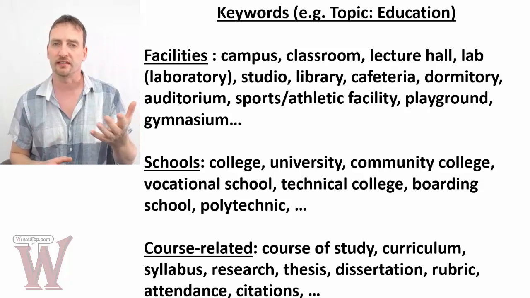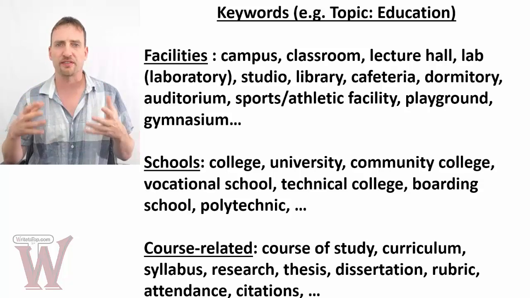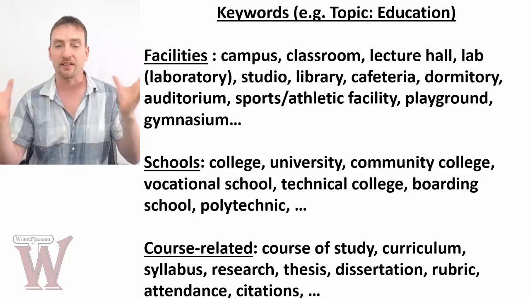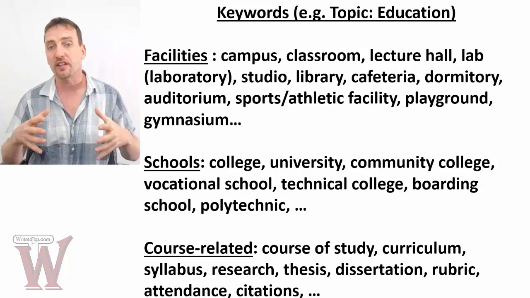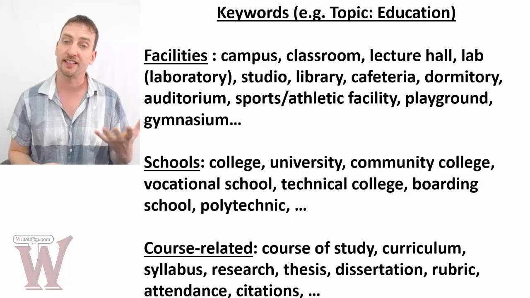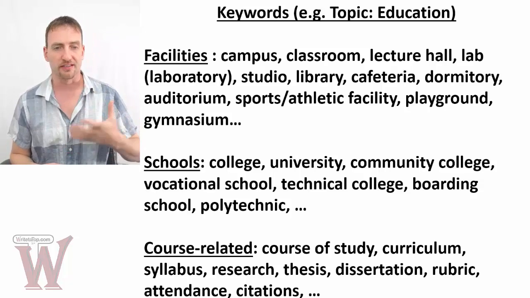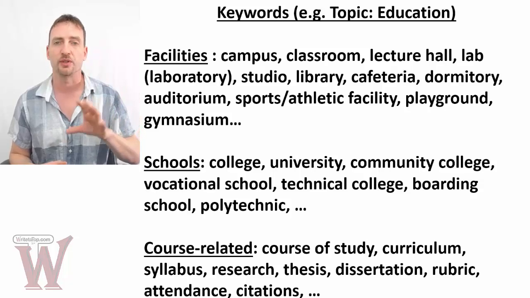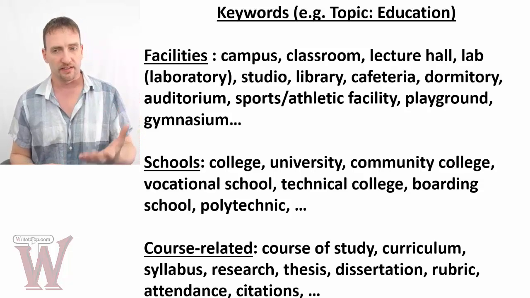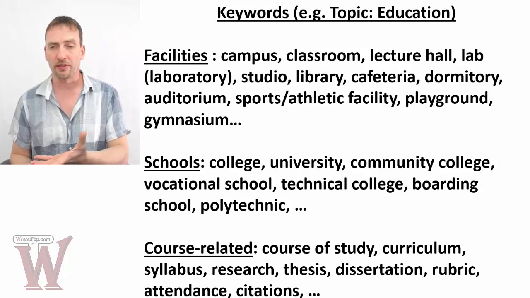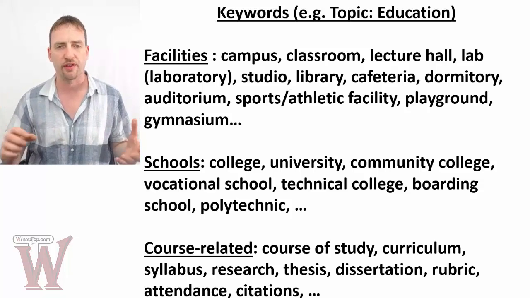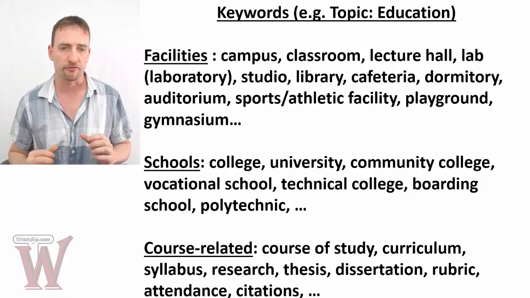For example, facilities. So think about schools. Think about places of learning. What are they going to have? There's going to be a campus, which is basically the whole building, all the infrastructure of a learning facility or learning institution. Classrooms, lecture halls, labs, all kinds of different labs. A studio, maybe you're doing some audio visual things, maybe you're doing all kinds of things that you need a studio for, like art, etc. There's a library, a cafeteria, a dormitory, an auditorium, a sports athletic facility, a playground, a gymnasium, all kinds of different things. Write them all down in one little group.